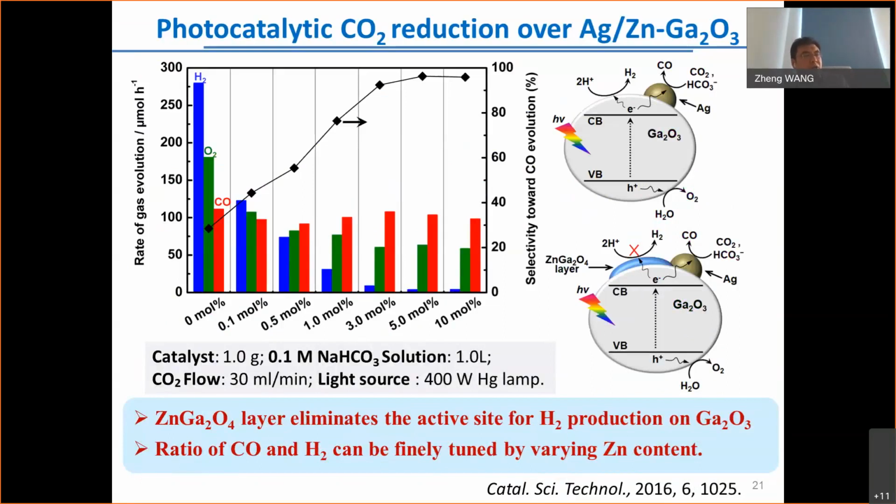Moreover, the fine regulation of the carbon monoxide and hydrogen ratio in the photocatalytic conversion of carbon dioxide suggests a simple and clean technique for syngas production.